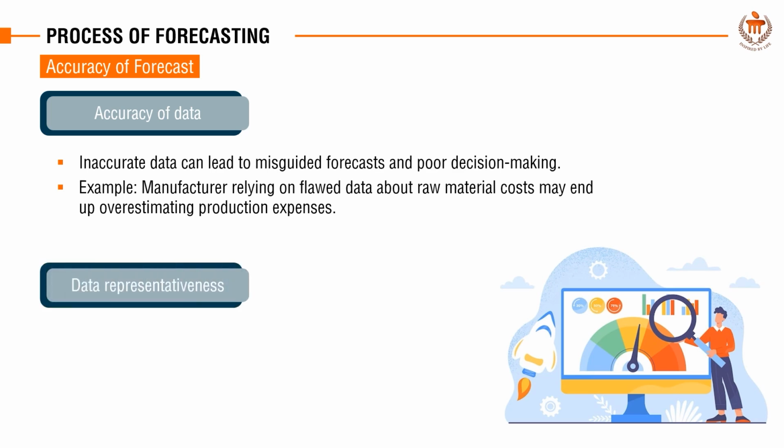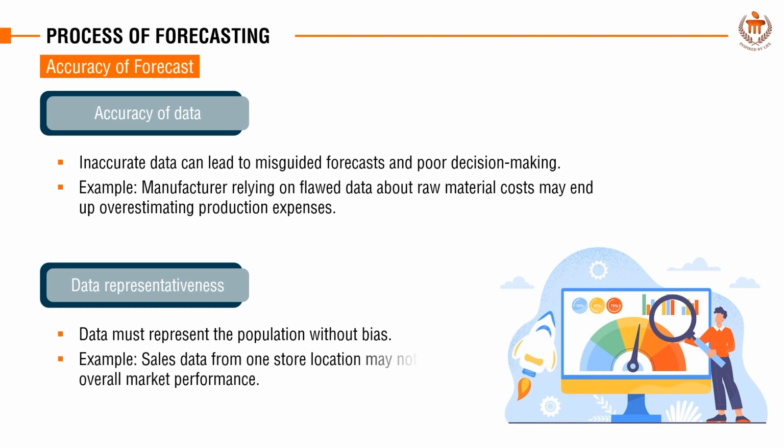Representativeness of data. The data must accurately represent the population or phenomenon being forecasted. If the data is biased or not reflective of actual conditions, the forecast may not be reliable. For example, if a company only analyzes sales data from one store location, the forecast may not accurately represent overall company performance across various markets.